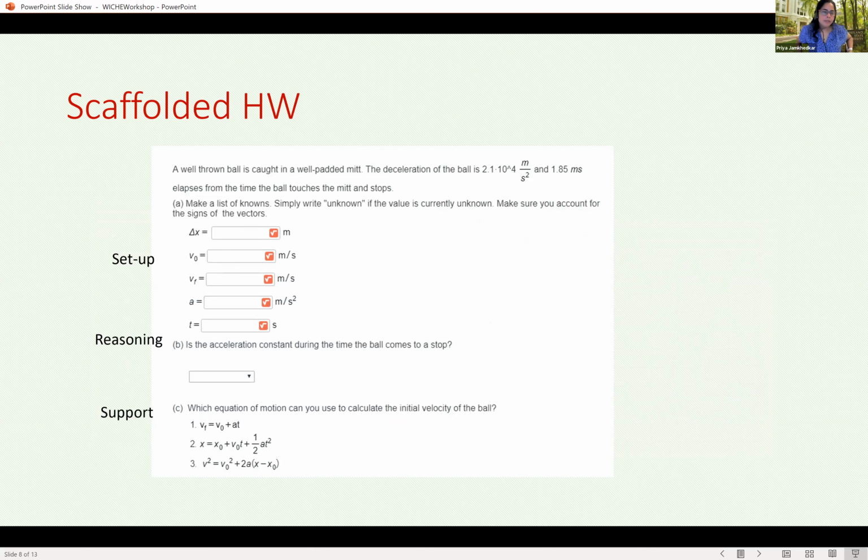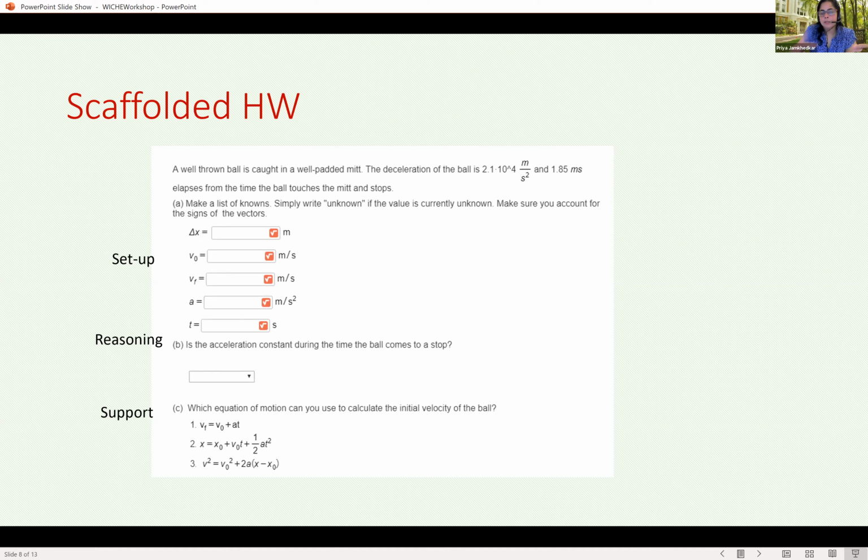All right, the scaffolded homework. So here, the first two lines are pretty much the lines from the textbook. This problem has been taken from OpenStax, and those first two sentences are the question that appeared in OpenStax. So what I did was we went into the homework and broke it down into different parts. Here, the first part is just asking them to create a list of knowns and unknowns, or whatever was given in that question.